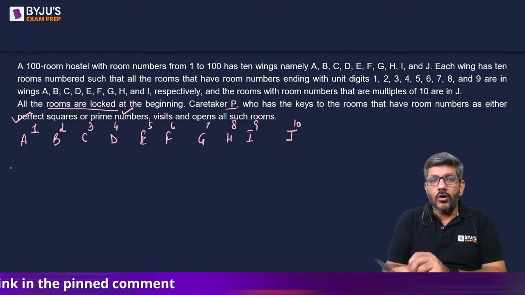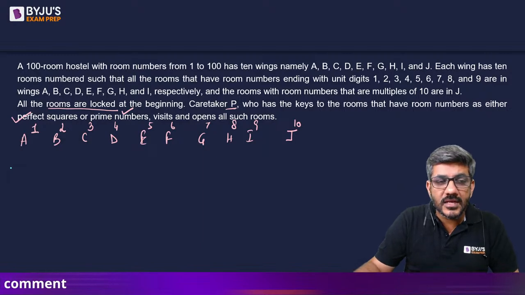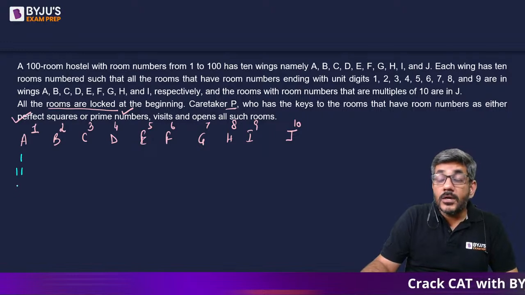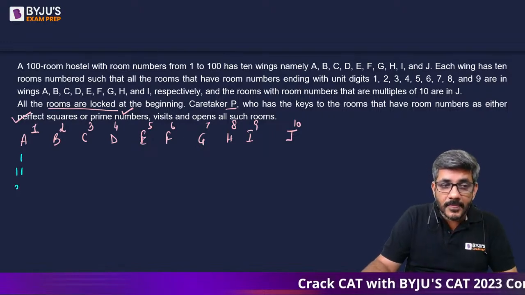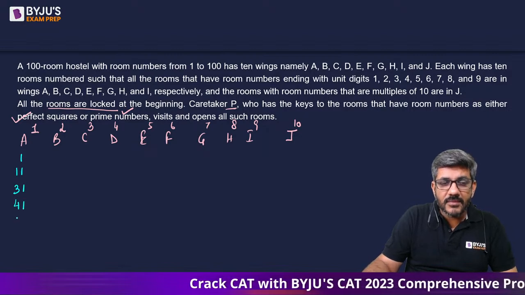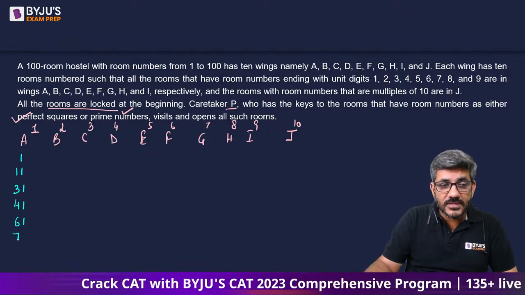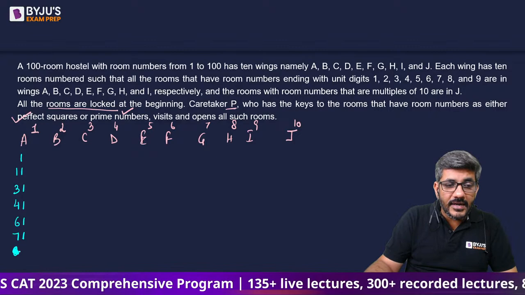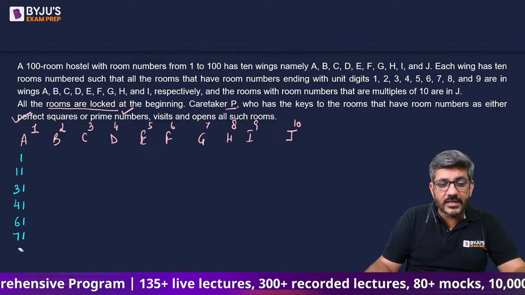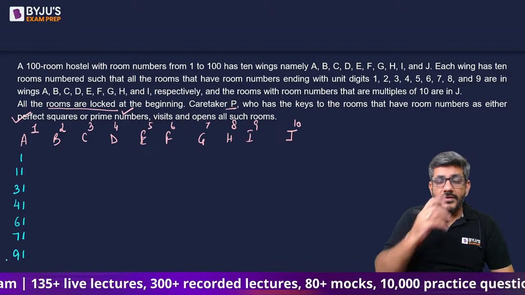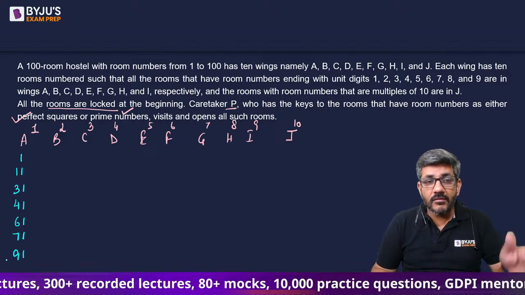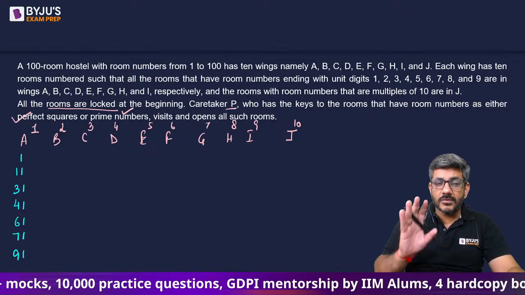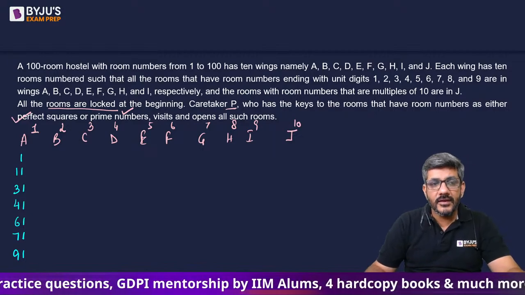So in A, all the numbers ending with 1, which numbers are either perfect squares or prime numbers? 1 is a perfect square, 11 is a prime number, 21 is neither a perfect square nor a prime number, 31 is a prime number, 41 is a prime number, 51 is not prime, 61 is a prime number, 71 is a prime number. Sorry, 81 is not a prime number, and 91 is also a prime number. So ultimately, the total number of rooms which are open under A would be equal to 7: 1, 11, 31, 41, and so on. If you count, there would be 7 rooms open in category A.